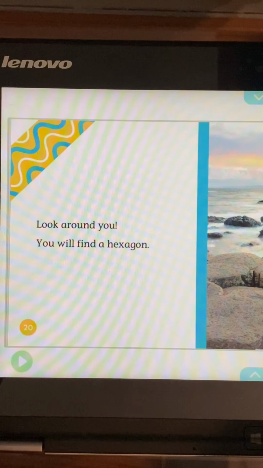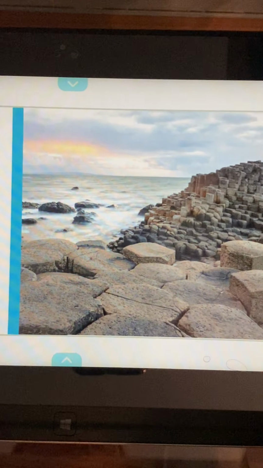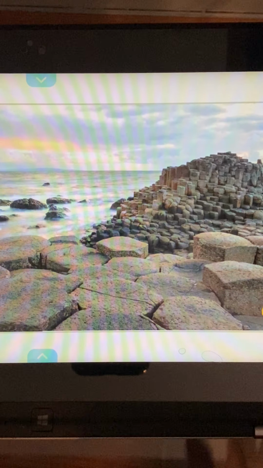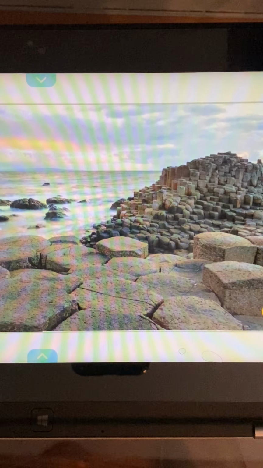Look around you. You will find a hexagon. Let's look at this picture. Let's see if we can find a hexagon anywhere. Look really closely. I want you to look for a second and see if you can find a hexagon.